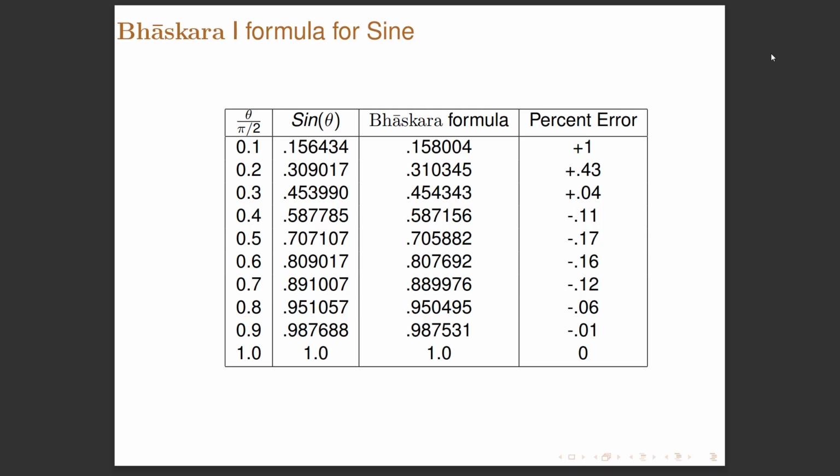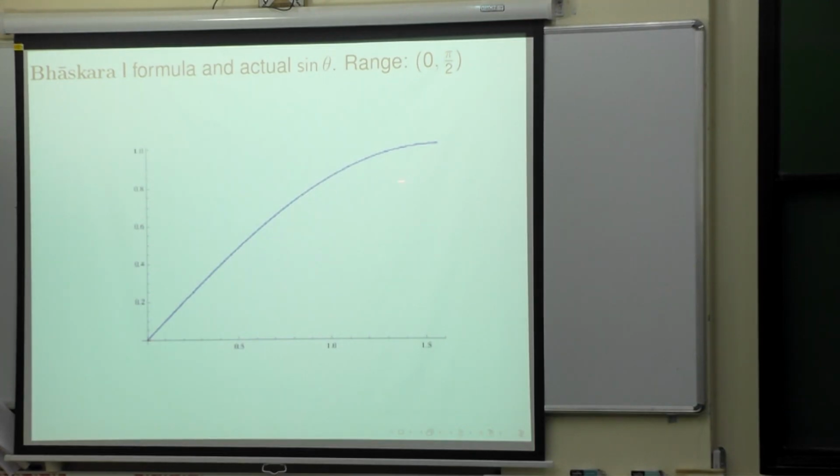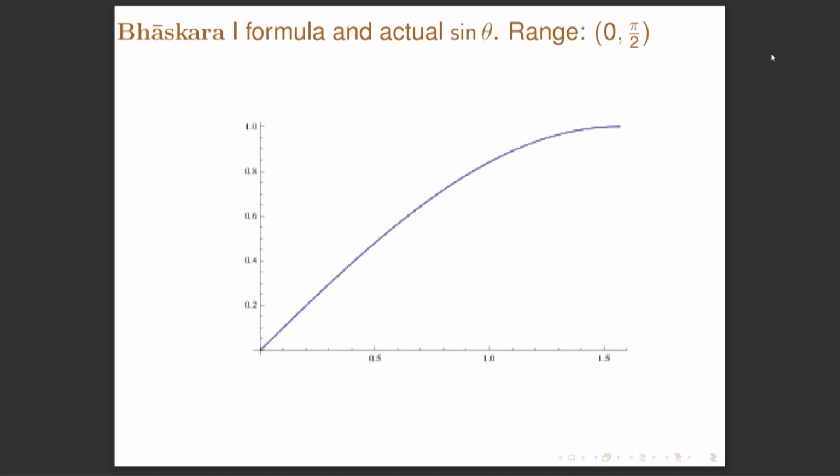No, Bhaskara doesn't seem to have had this. Not Bhaskara 1. There is no evidence. Only the infinite series starts with Madhava and company. And in fact, I drew the comparison, and you can't see the difference between the actual sin theta using a calculator and Bhaskara 1's formula. Of course, if you make it very accurate and expand it, maybe you will, but the difference is very little.